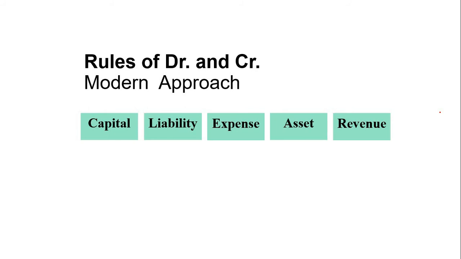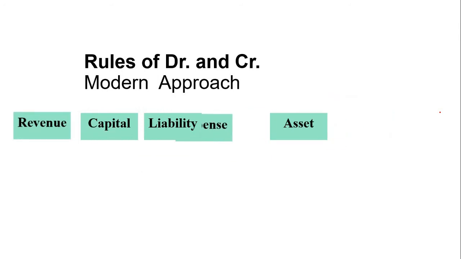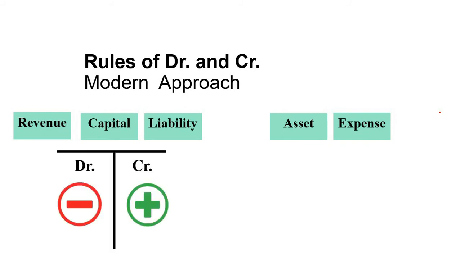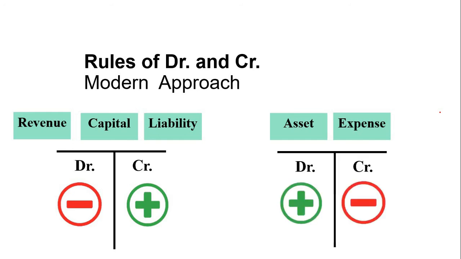So it is expense and asset that we are separating on one side, and we are keeping capital, revenue and liability on another side. The rule applicable to revenue, capital and liability is the same: increase is credited and decrease is debited. And for asset and expense, it will be opposite. Increase is debited and decrease is credited. So instead of remembering 5 rules, if you remember these 2 categories, you can easily remember these rules of debit and credit according to the modern approach.